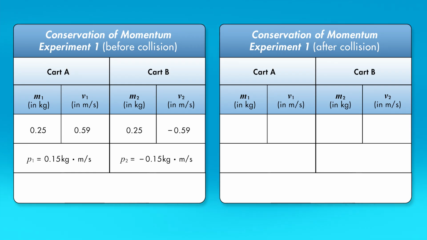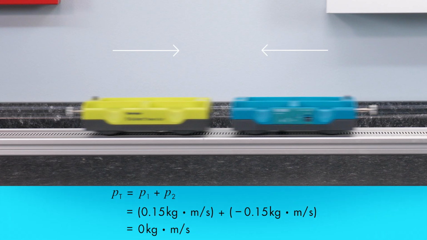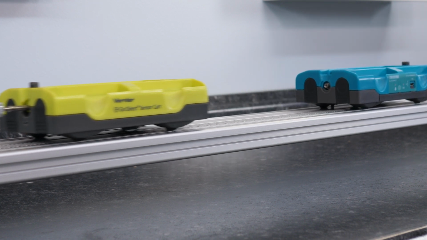Here is a summary of all the data we have collected so far about both carts before the collision. The total momentum of the carts is the sum of p sub 1 and p sub 2. Since the momentum of each cart is equal in magnitude but opposite in direction, the two momenta cancel, and the total momentum before the carts collide is 0. Here is all the data from both carts before the collision.